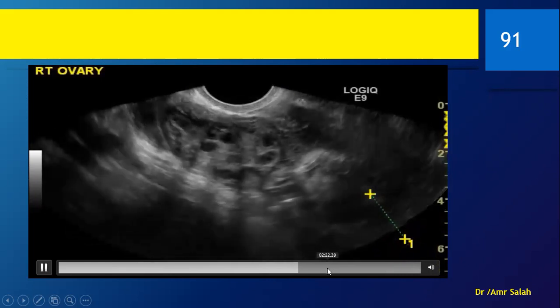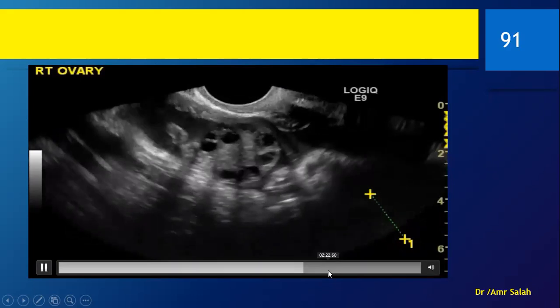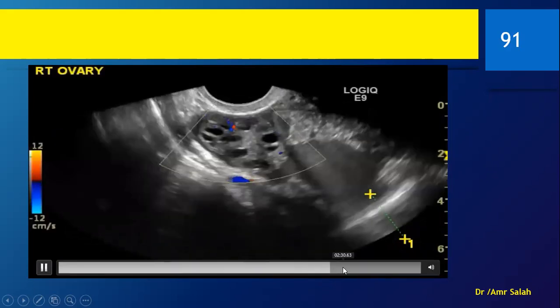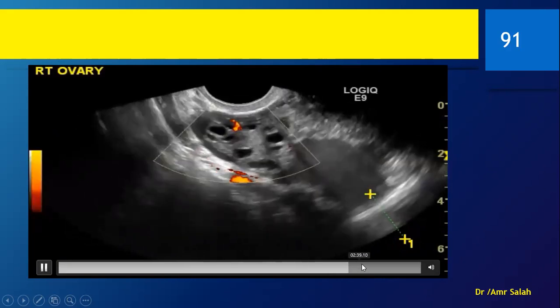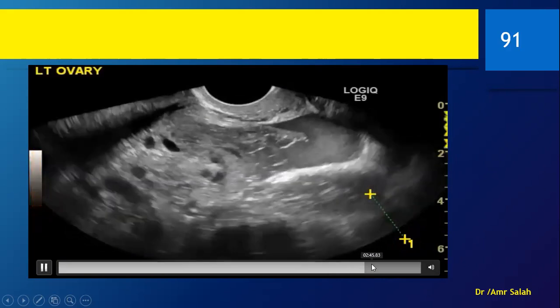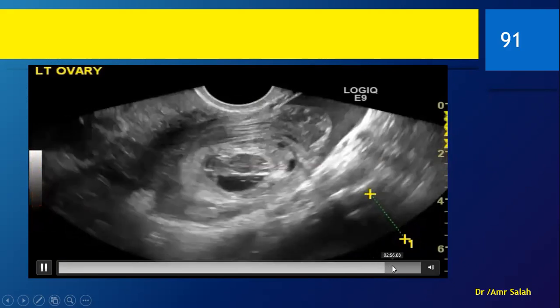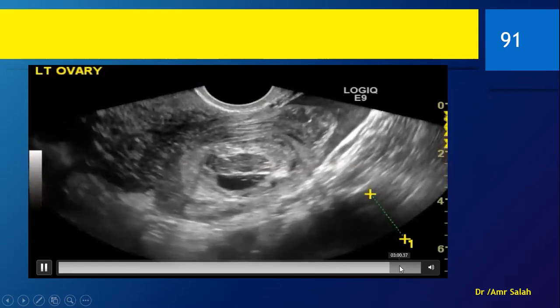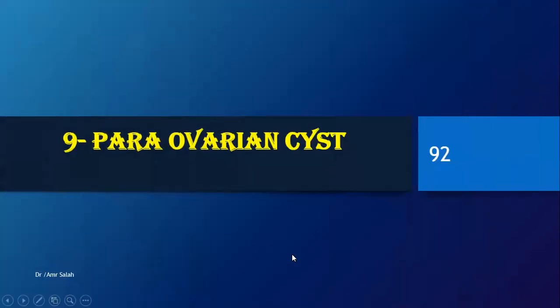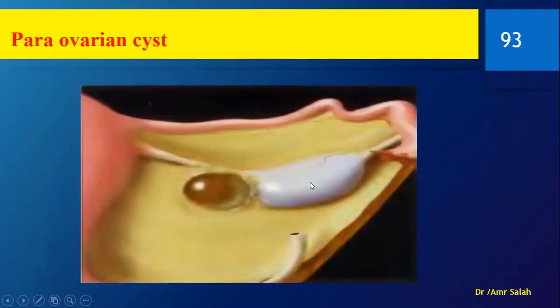The ovary. This is the irregular cystic space, which represents the cyst that has ruptured. All right. So now to another entity, the para-ovarian cyst. What is a para-ovarian cyst? This means that this is a cyst, but it's not in the ovary. It's adjacent to the ovary.